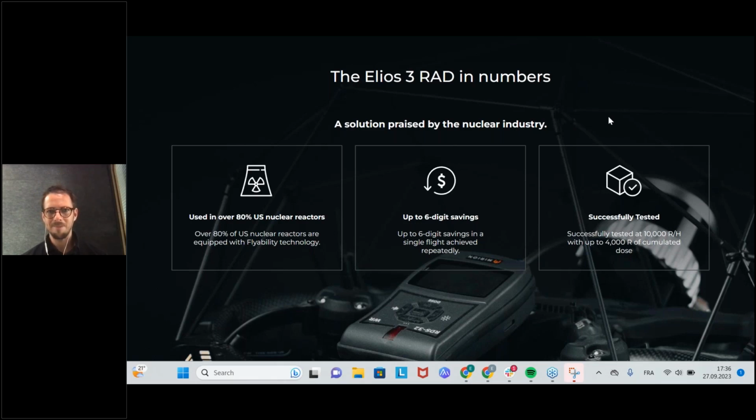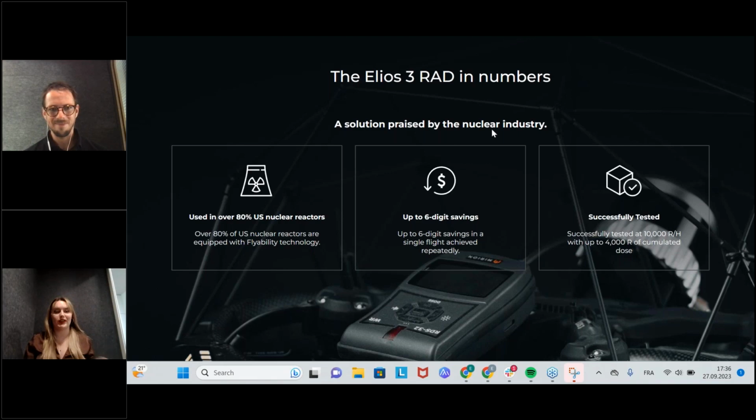Yeah, it is. So basically, a bit about the Elios 3 RAD in numbers. Already over 80% of nuclear reactors in the US have Flyability technology on site. And one of the great things about using the Elios 3 RAD is the ability it has in withstanding these tough environments. We've had lots of rigorous testing in order to test just how much the drone can take in some of the more extreme scenarios.